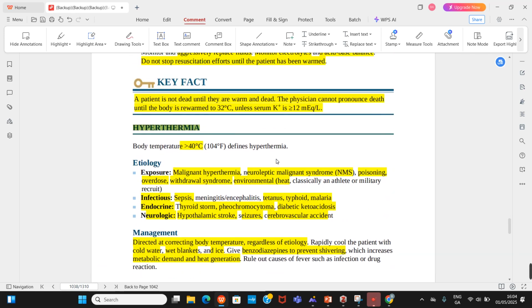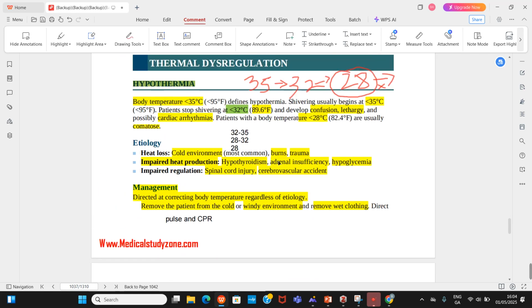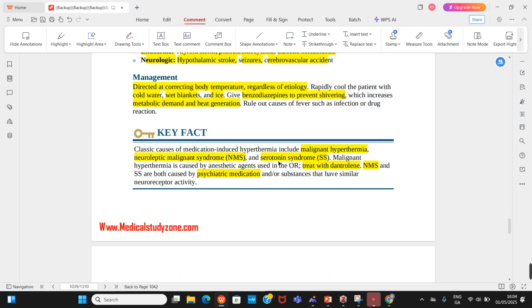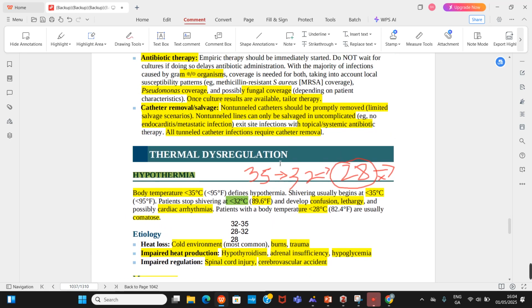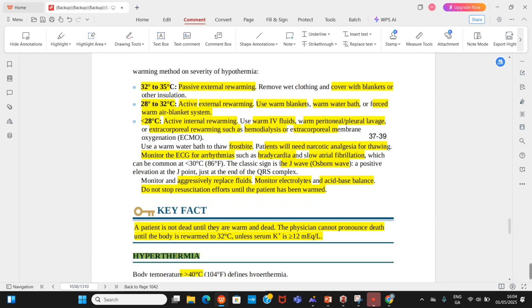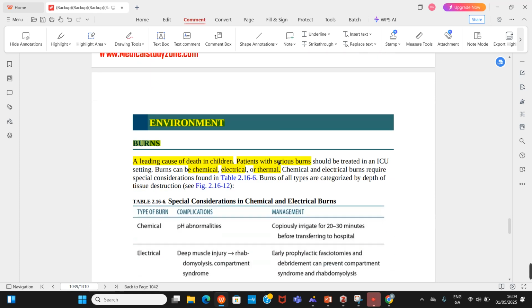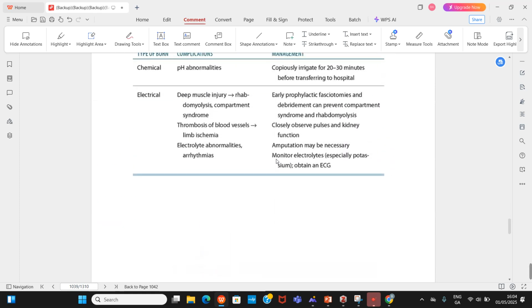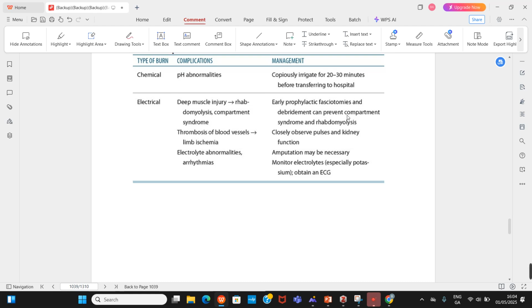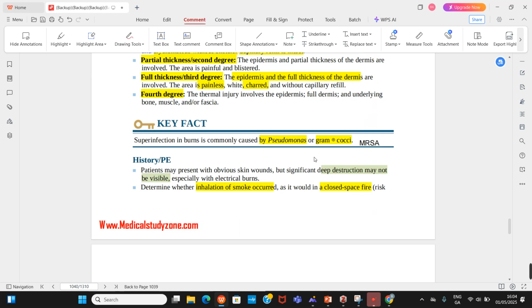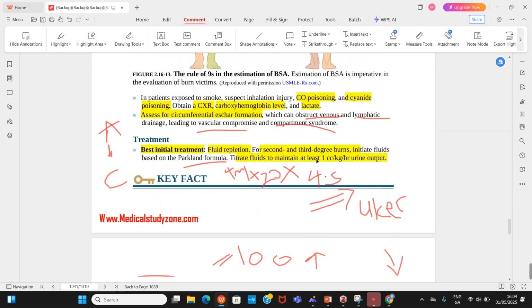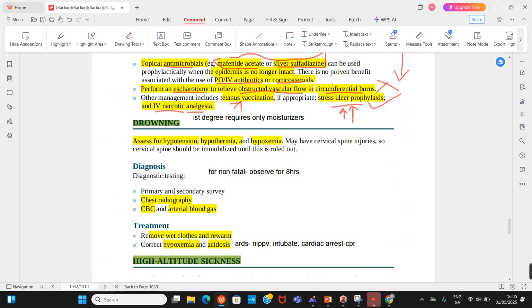But that question is not actually well set. If you look at it, it was mentioned that they can have prophylactic fasciotomy and debridement to prevent compartment syndrome. It could be part of what they can have. But the best answer there should have been escarotomy. So fasciotomy would be the best.